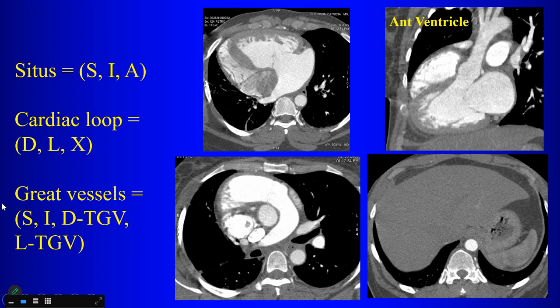The great vessel relationships here, well, the pulmonary artery, is it anterior or posterior to the aorta? Anterior, right? You can see here. Is that in a normal relationship? Is it to the left or to the right of the aorta? It's to the left. So the letter we would use there is S, right?